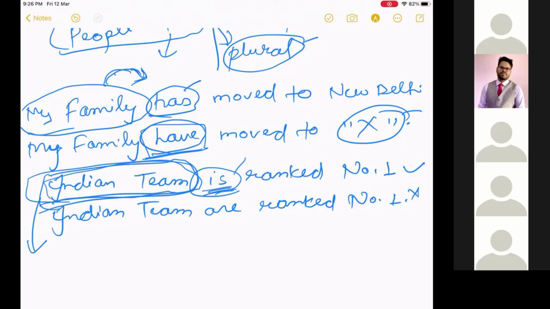So you have to understand this concept: what is it representing? Is it representing a singular identity, or is it talking about everyone present in that team? If it is mentioning everyone present in that team, you will go for plural. If it is talking about a singular identity, you will go for singular.